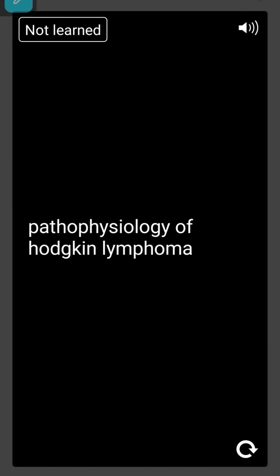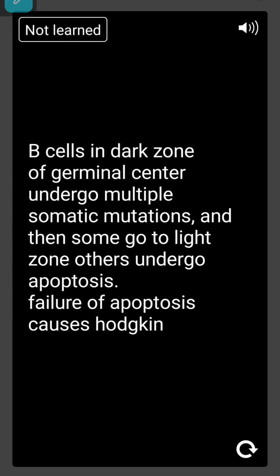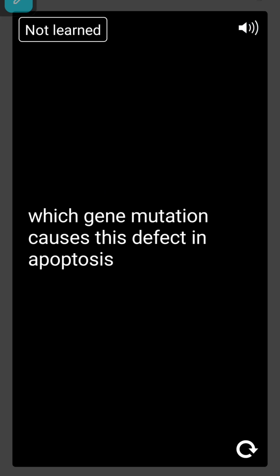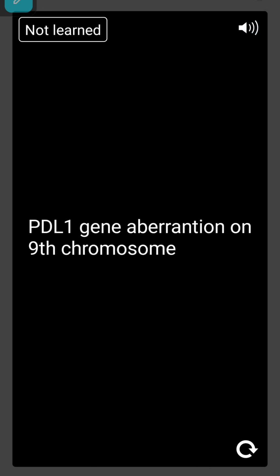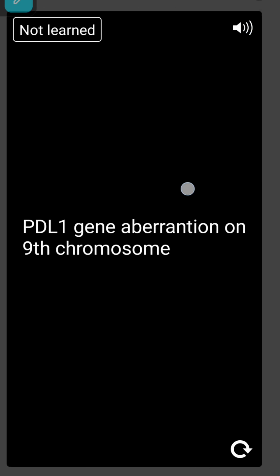Pathophysiology of Hodgkin lymphoma. B cells in the dark zone of the germinal center undergo multiple somatic mutations, and then some go to the light zone, others undergo apoptosis. Failure of apoptosis causes Hodgkin. Which gene mutation causes this defect in apoptosis? PDL1 gene aberration on the 9th chromosome.